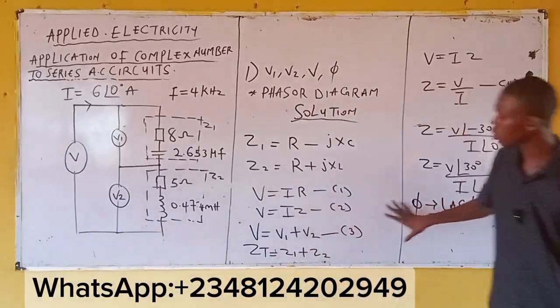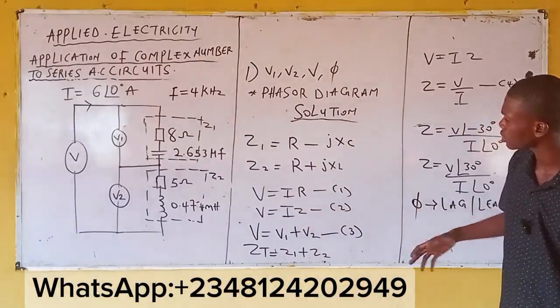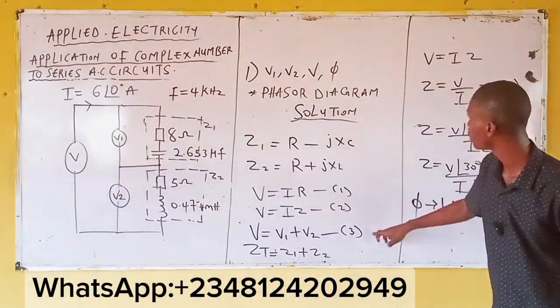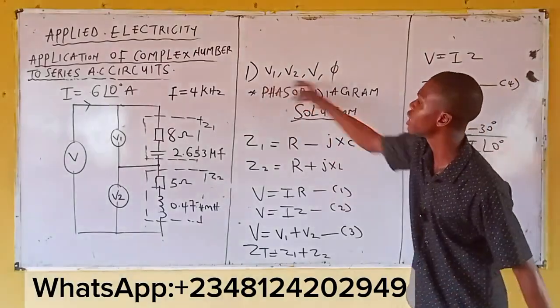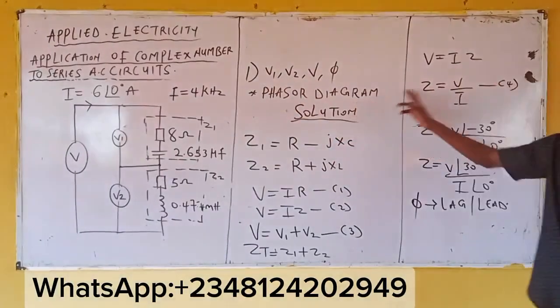So these are what we'll be implementing. We will be implementing what? 1, 2, 3, and 4. By the time we implement 1, 2, 3, and 4, you are going to get this. Then lastly, we are going to draw this Phasor diagram.